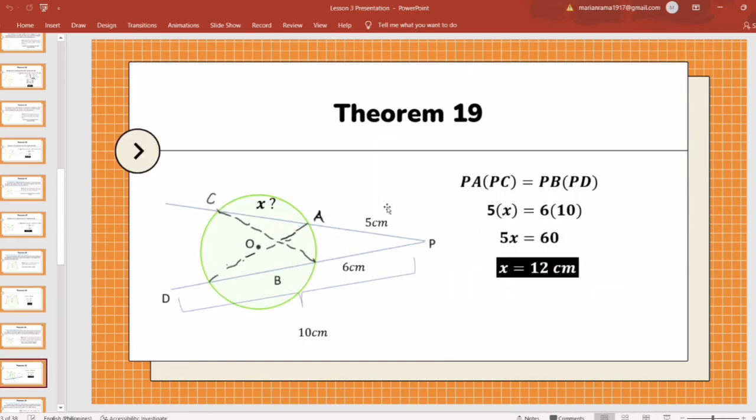For example, we have here our PA is 5, our PC is our X, our longer length, and PB is our given value 6 centimeters, and our PD is 10 centimeters. Then we have to perform some algebra. So 5 times X equal to 6 times 10. We have 5X equal to 60. Then divided by 5. Then we have X as 12 centimeters.